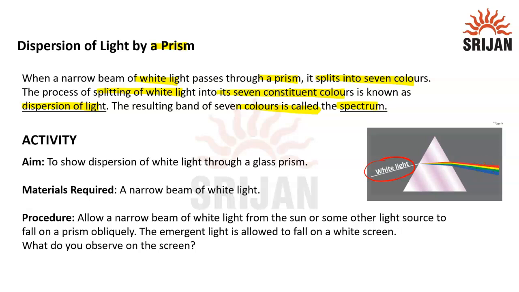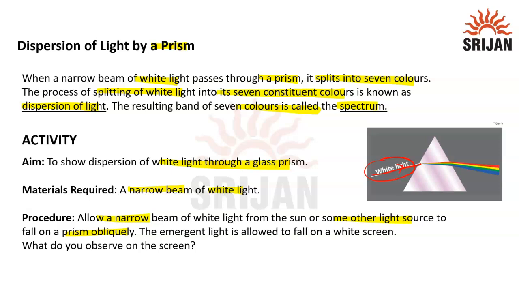Now let us perform an activity to show dispersion of white light through a glass prism. We need a narrow beam of white light first of all. Now allow a narrow beam of white light from the sun or from some other light source to fall on a prism obliquely.